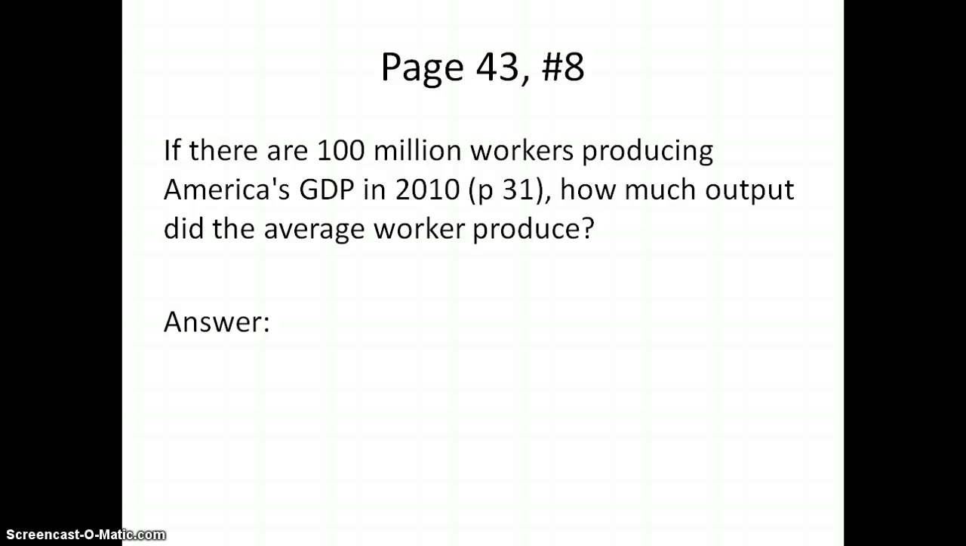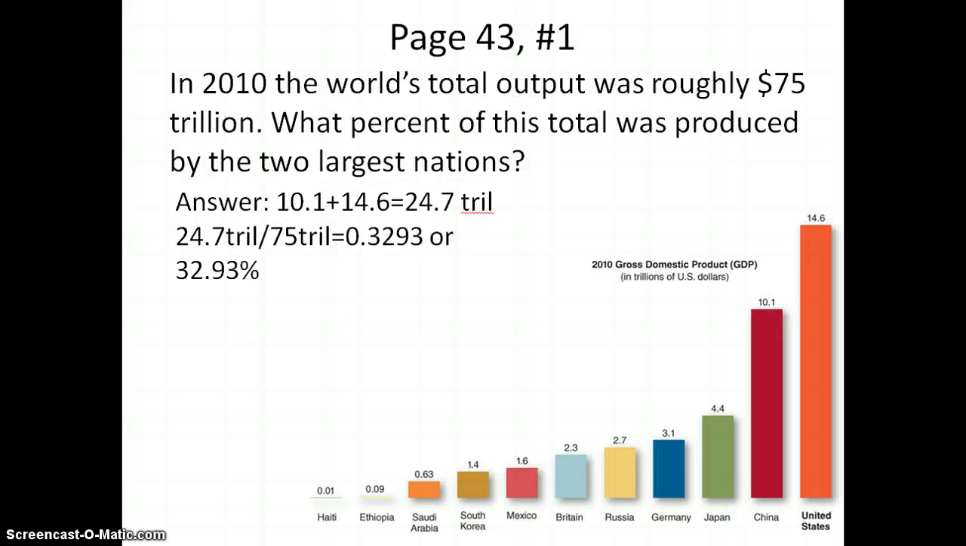Right. So the next question that requires a calculation states that if there were 100 million workers producing America's GDP in 2010, how much output did the average worker produce? Again, the number of workers is different in your question, but for this one we're saying suppose there's 100 million workers. So it wants me to go back up to the picture here and figure out how much GDP there was. So there's a total of $14.6 trillion.